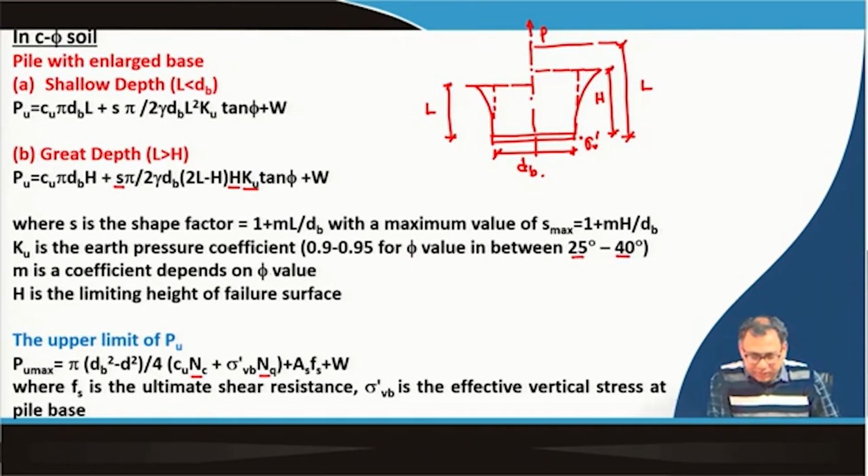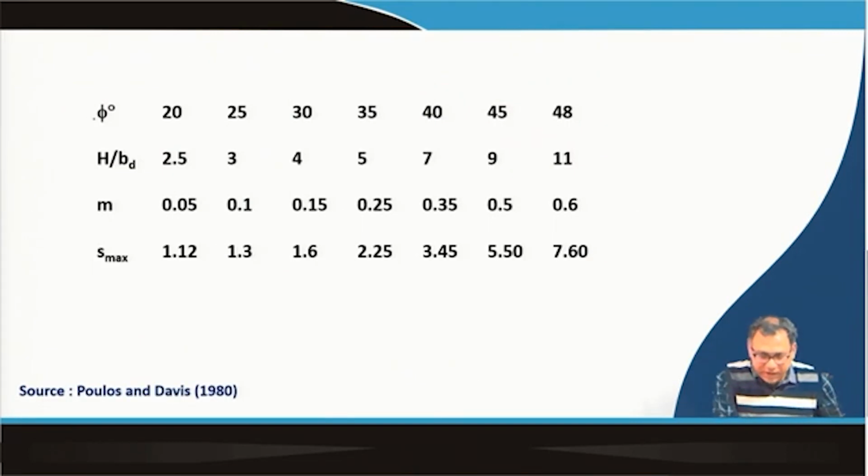M is the coefficient that depends on the phi value, and H is the limiting height of the failure surface. S is the shape factor, which can be determined by using this expression, and the maximum value of the shape factor is this value. So, now let's explain how we can use these things. Suppose this is for the phi. So, this is H by dB for different phi. So, we know dB, the width of the foundation or pile base, then using this table for different phi values we will get the H.